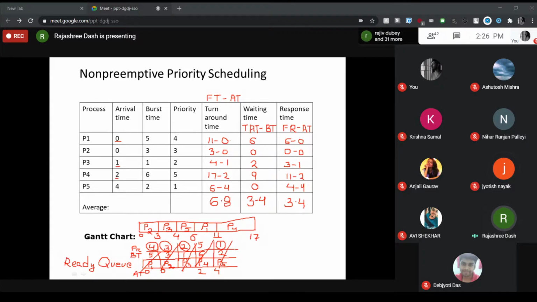Clear, ma'am. Any doubt in this non-preemptive priority scheduling? All of you have written this problem or any doubt? No doubt, ma'am.